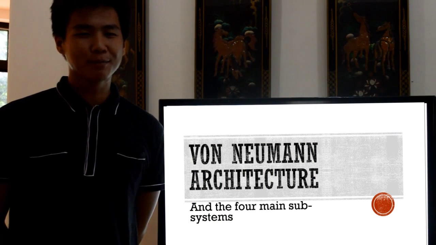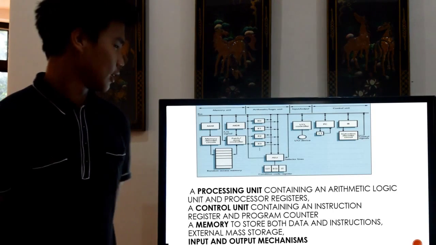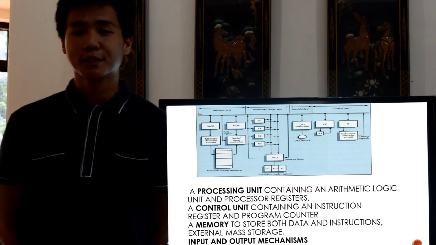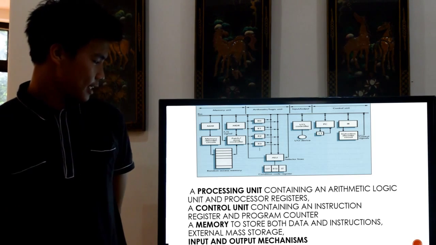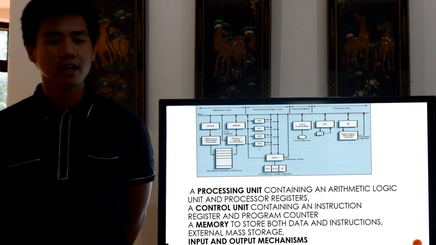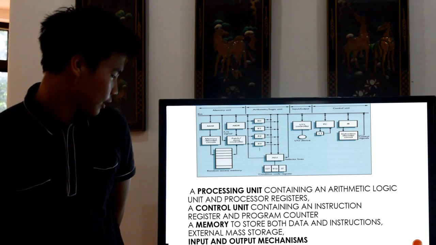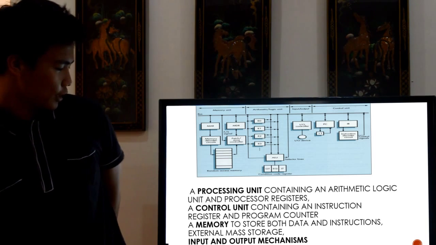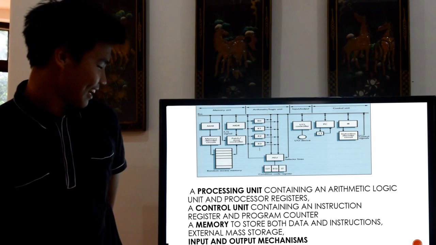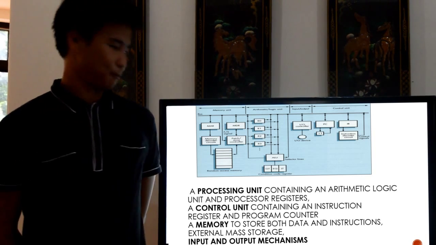Today, we're going to talk about the von Neumann architecture and the four main subsystems. The von Neumann architecture was made by John von Neumann in 1945. It consists of a processing unit containing an ALU and a PR. It also has a control unit containing an IR and a PC. Also a memory to store both data and instructions, external mass storage, and an input and output mechanism.